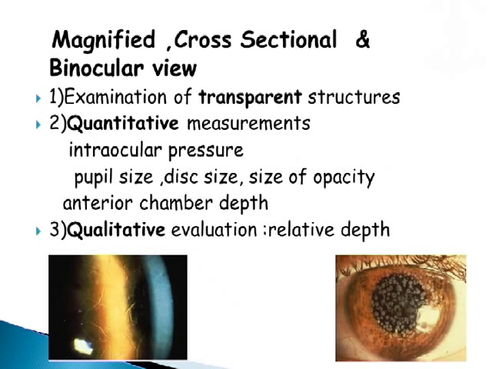So what does the slit lamp give us? The slit lamp gives us a magnified cross-sectional view which is binocular. So the major advantage is the binocular view. It helps us to examine transparent structures, and at the same time we can do quantitative measurements such as intraocular pressure measurement. We can measure the pupil size, the disc size, the size of opacities. We know the anterior chamber depth. At the same time, it also gives us a qualitative evaluation, that is, we can even measure the relative depth.